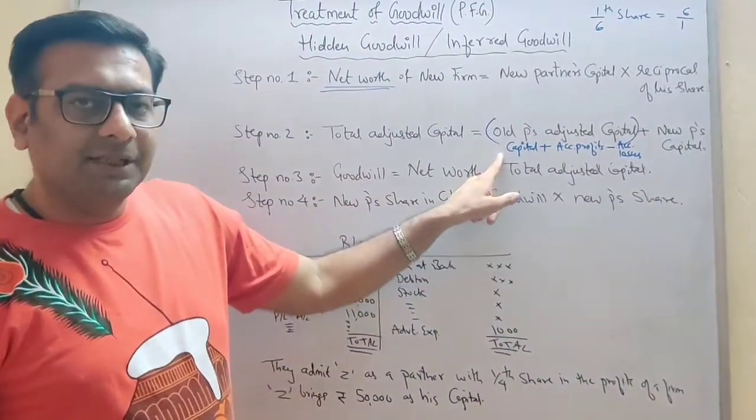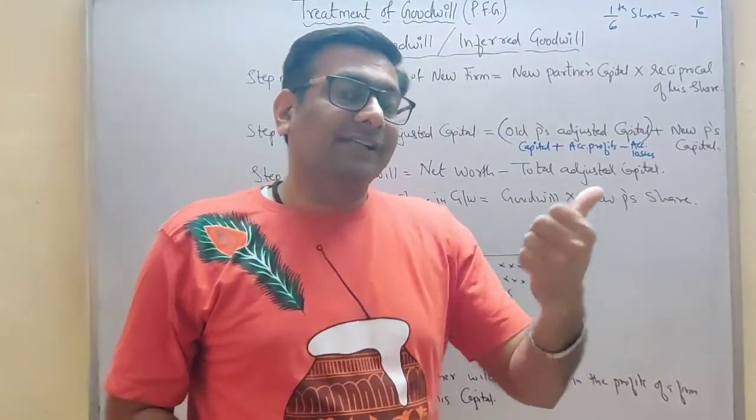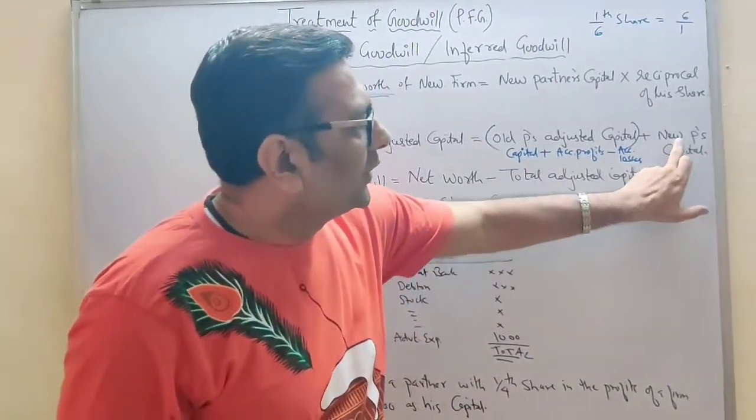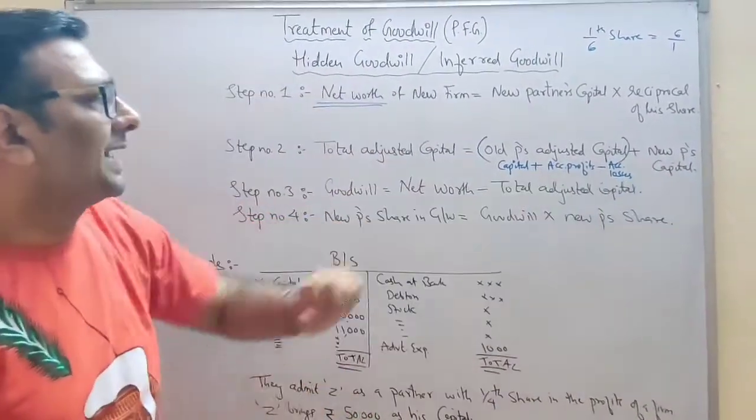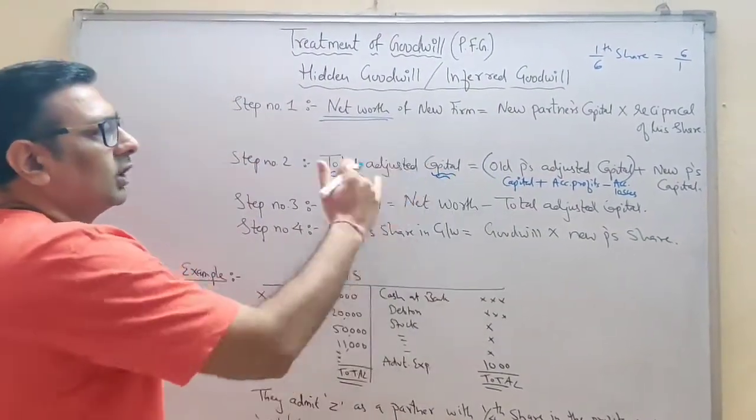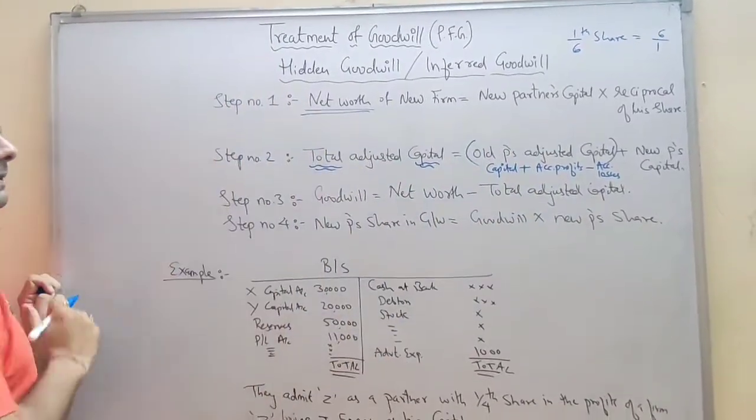Old partners' capital you will take, then you have to add profit to it, and losses, if there are any, on the asset side, you have to subtract. Plus, the new partner's capital will also be added, because we are finding total capital. So all partners' capital you have to add. I hope I am clear with step number 2.